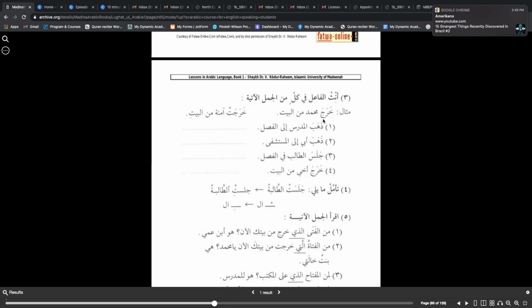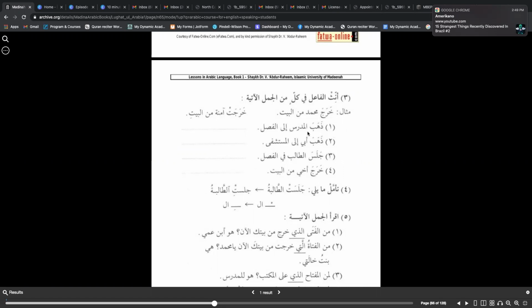Okay, so to give you the sentence, you have to conjugate it for hiya, in the past tense. Here's the example: خرج محمد من البيت. Muhammad went out from the house. In order to make it feminine, what do we have to do? We add this ta'nith, and put a sukoon on it. So kharajat, she went out. Aminatu min al-bayt. Amina went out from the house.